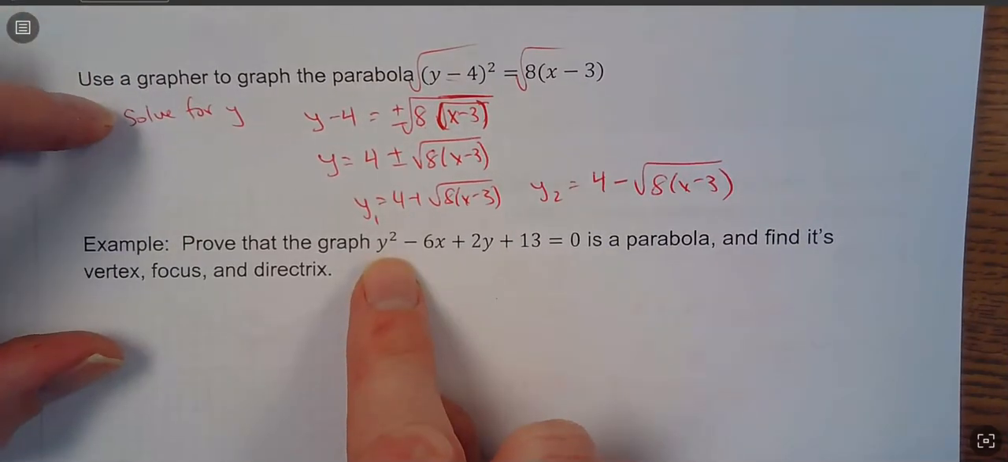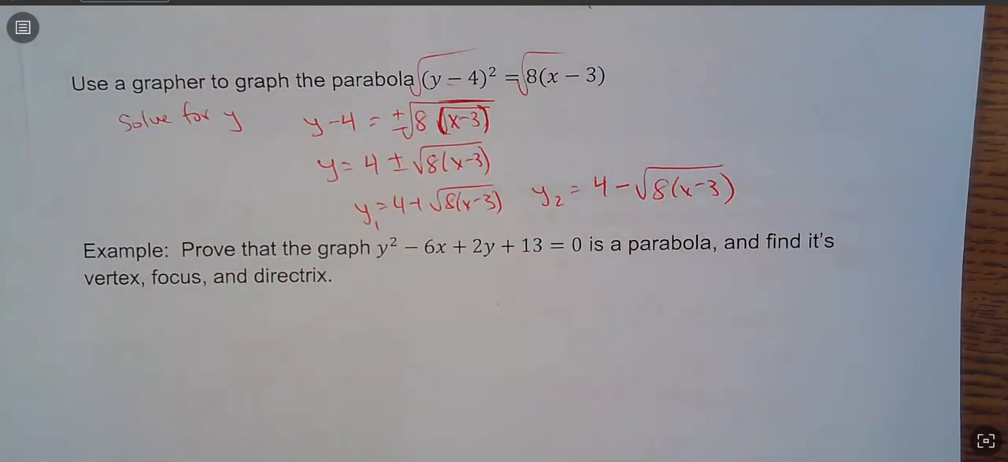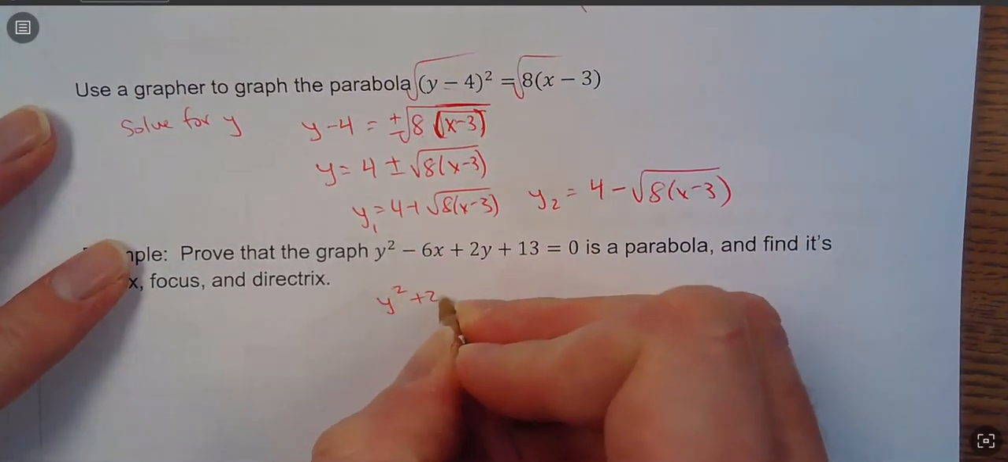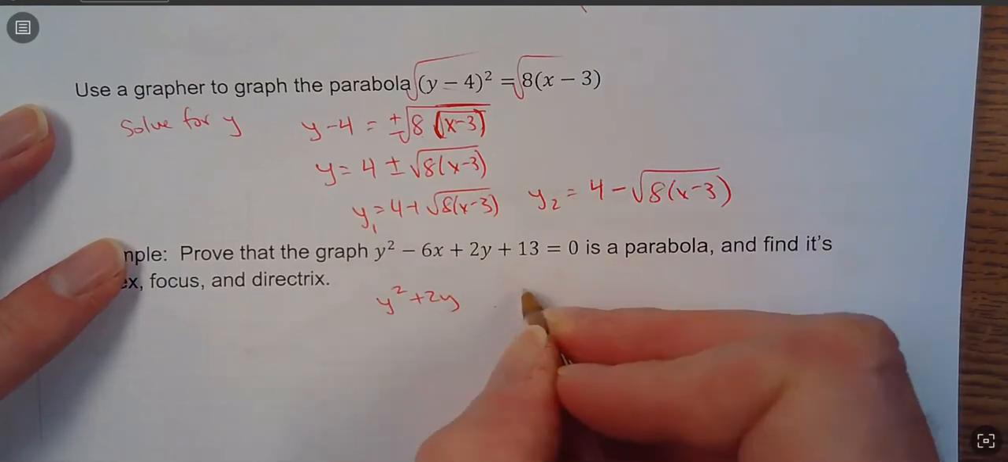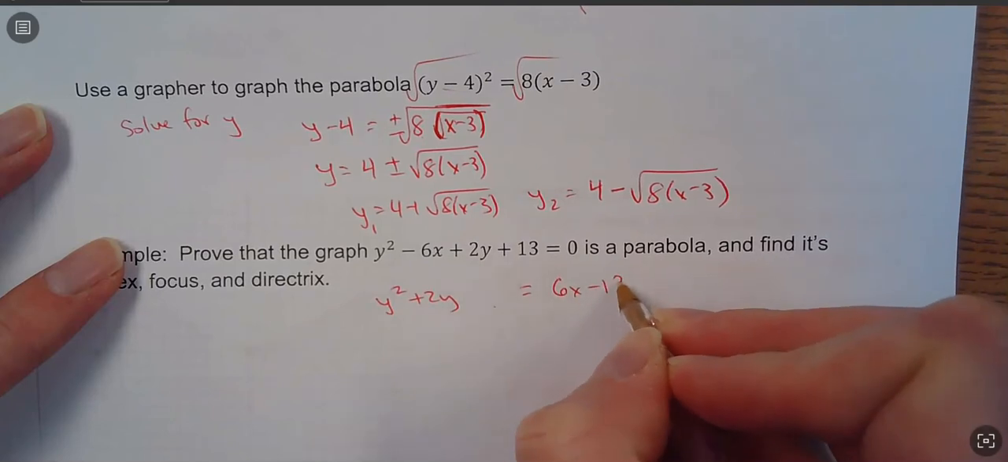If the y is being squared, that means it's an open left or right one. So separate them. Get all the y's on one side. So y squared plus 2y, I'm going to leave a space, equals, and then if I bring that 6 over, it'd be 6x minus 13.